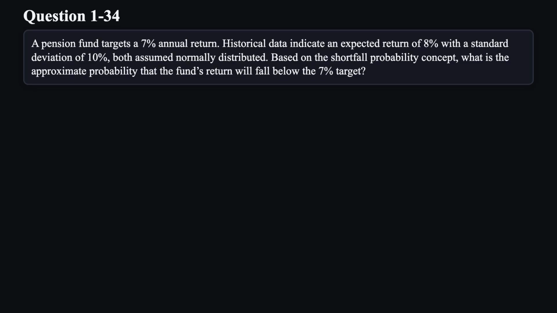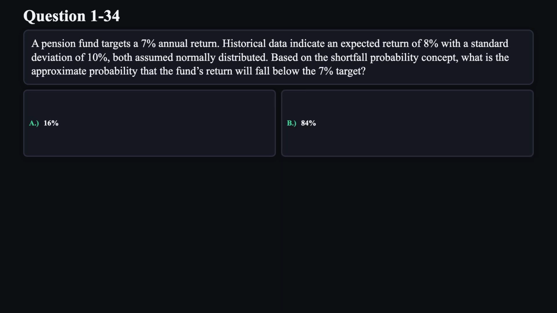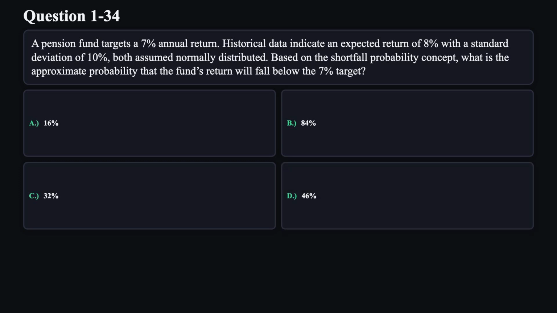Question 34. A pension fund targets a 7% annual return. Historical data indicate an expected return of 8% with a standard deviation of 10%, both assumed normally distributed. Based on the shortfall probability concept, what is the approximate probability that the fund's return will fall below the 7% target? A. 16%, B. 84%, C. 32%, D. 46%.